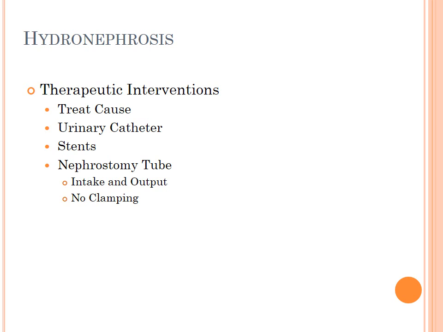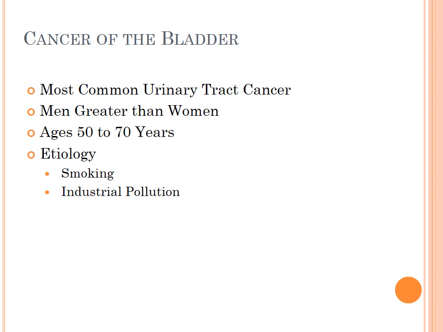So a nephrostomy tube will come out through the flank area, and we measure the intake and output. We want to see how much the nephrostomy tube is putting out, and be careful that there's no kinking of that tube or clamping of the tube. That would only worsen this situation.